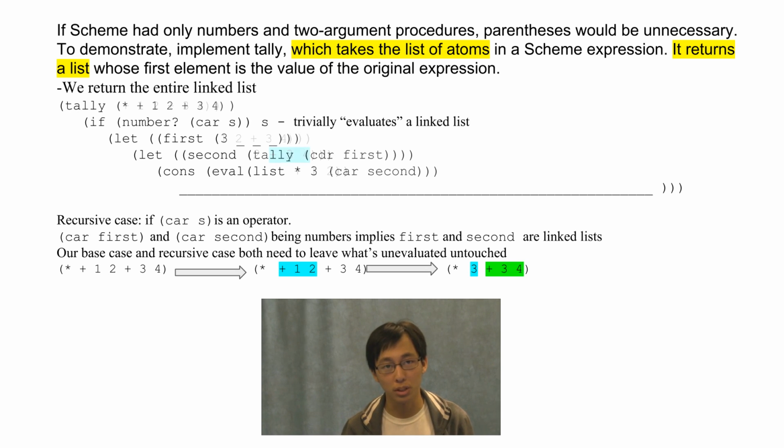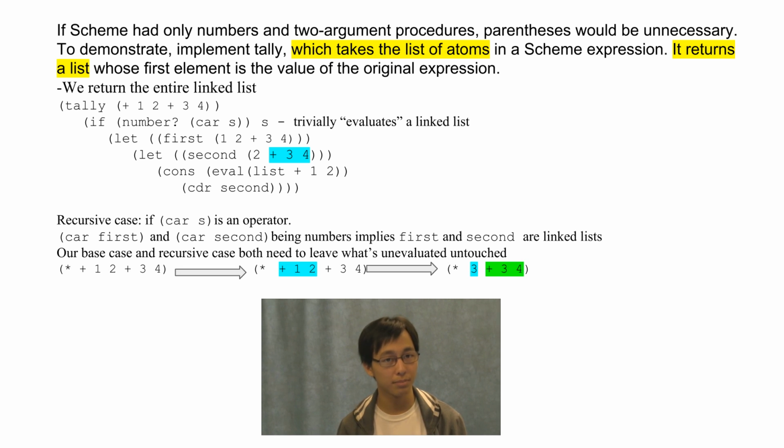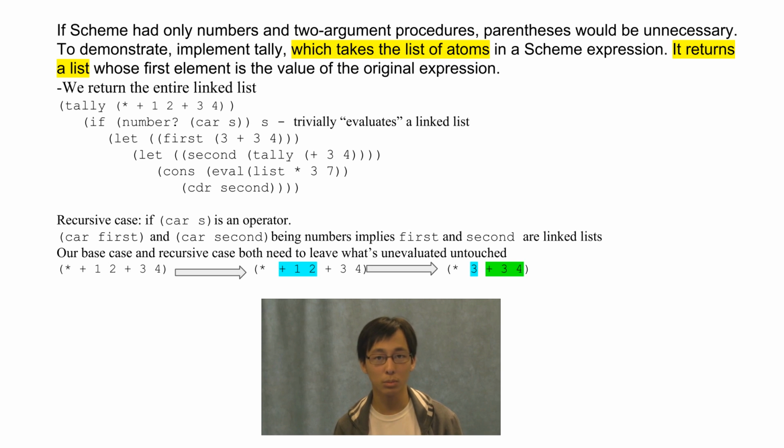Let's go back to where we just were. Notice that second is this. We'll need to return this, + 3 4, to deem it as a second in the parent. So in general, the linked list we'll be returning is going to be the cdr of second. Back in the parent, the cdr of first is going to be + 3 4. This all evaluates and it works out. It looks like everything is filled out and we're done.